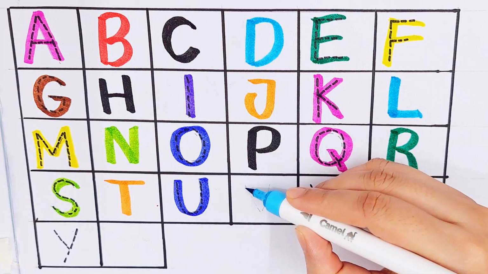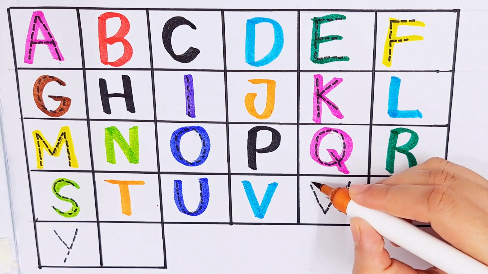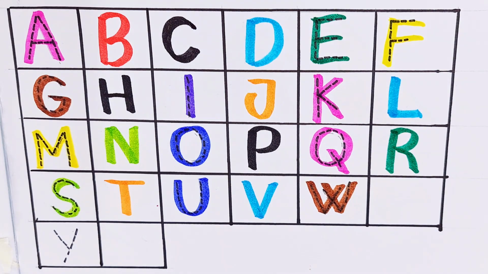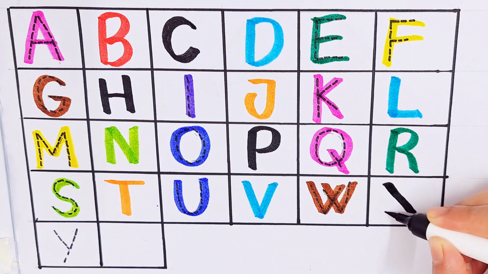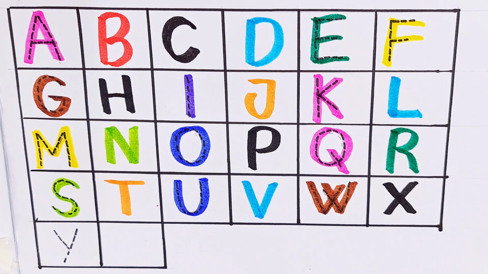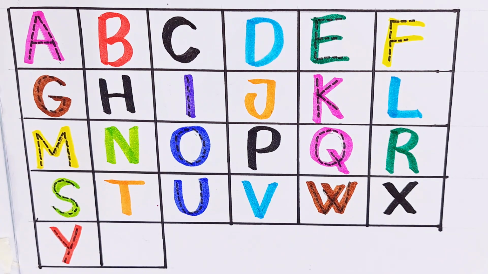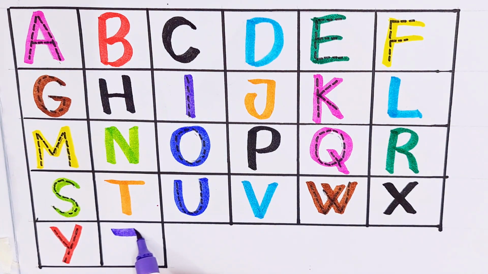Sky blue color. V for violin. Brown color. W for watermelon. Black color. X for X-ray. Red color. Y for yak. Violet color. Z for zero.